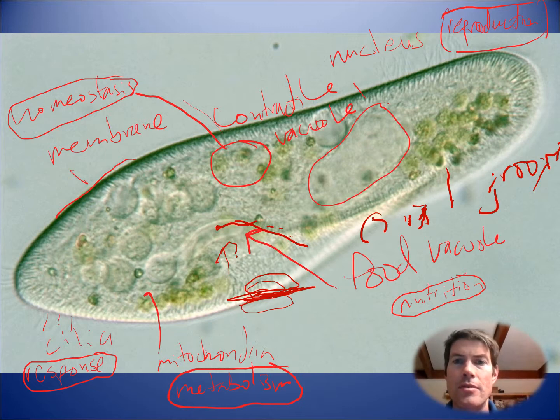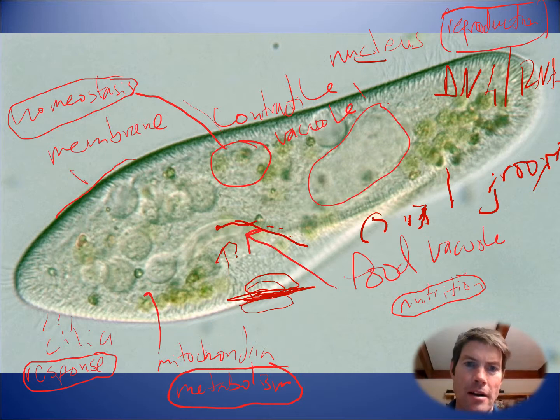Nucleus, be able to reproduce, pass on information, DNA or RNA. Let's see, metabolism. You can't really see the mitochondria, but all living things need to be able to break down their food into ATP, usable form of energy. Pretty cool. You can see all the little cilia all over here. And that's to help it move around, so response to the environment.